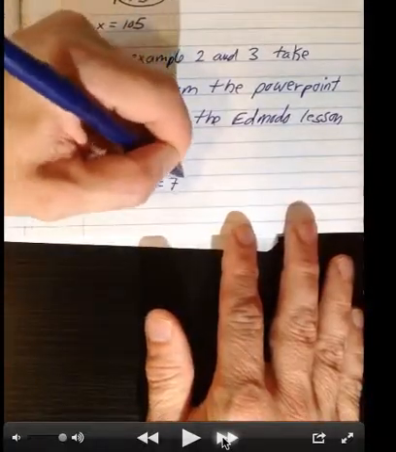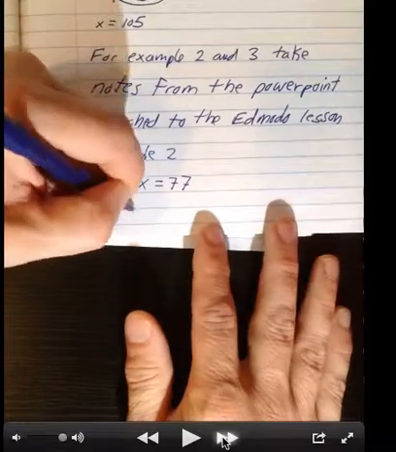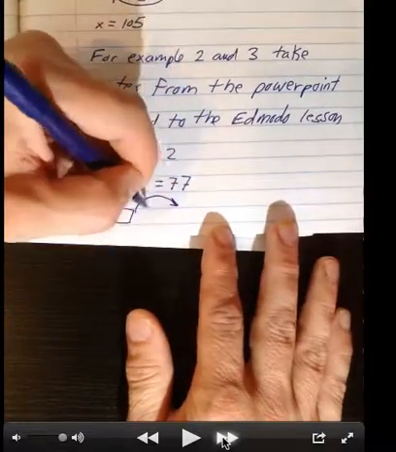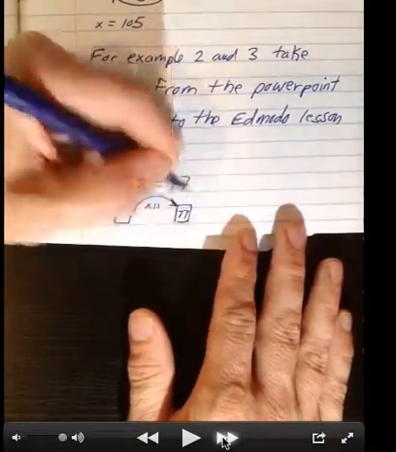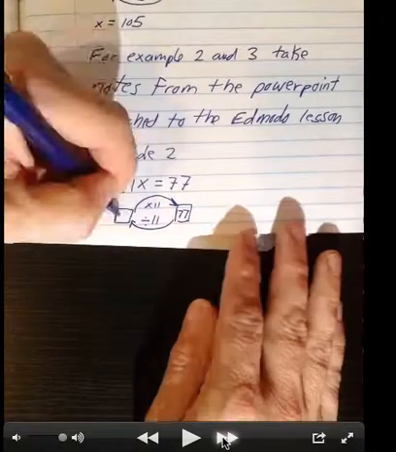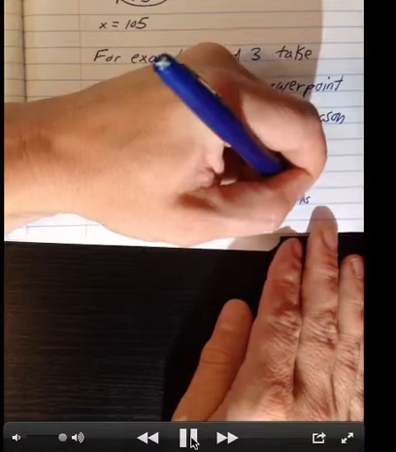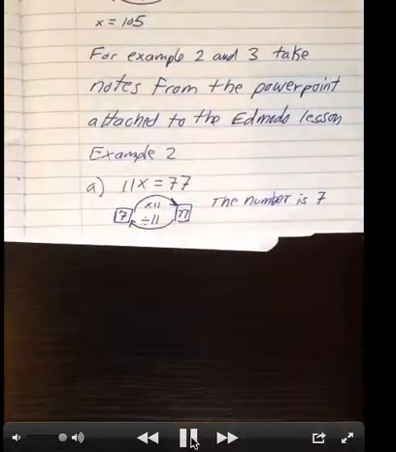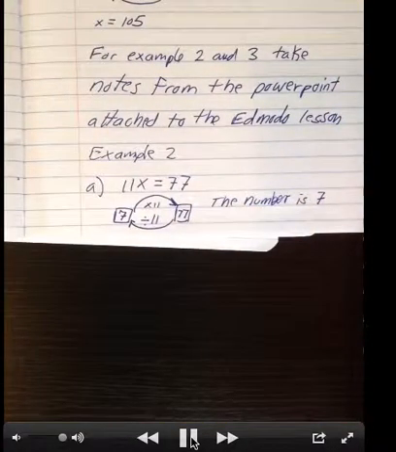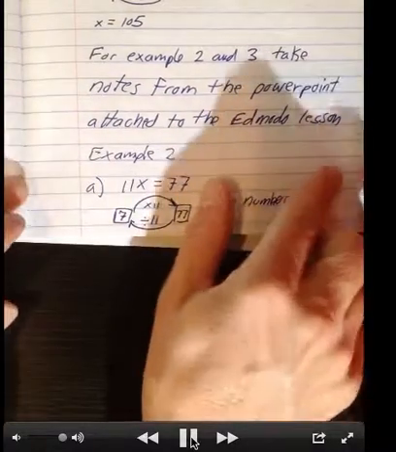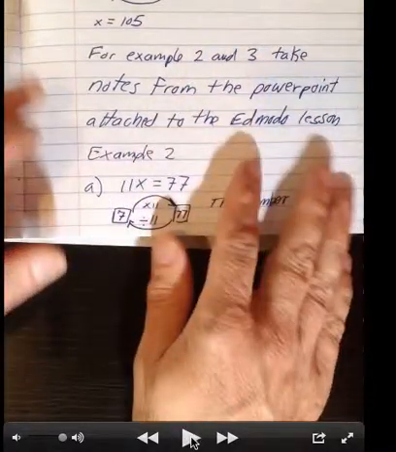So if you're coming back, example 2a was 11x equals 77. So the number they were looking for was 7. The opposite of multiplying by 11 is dividing by 11. 77 divided by 11 is 7.